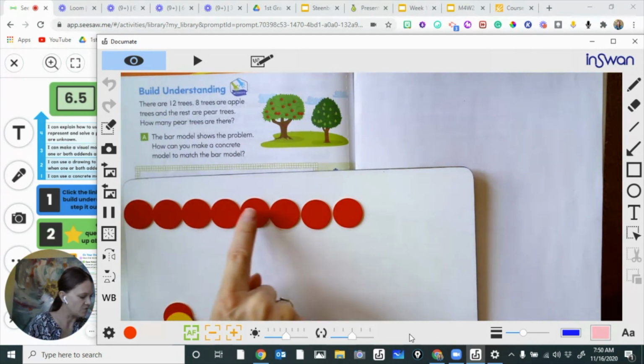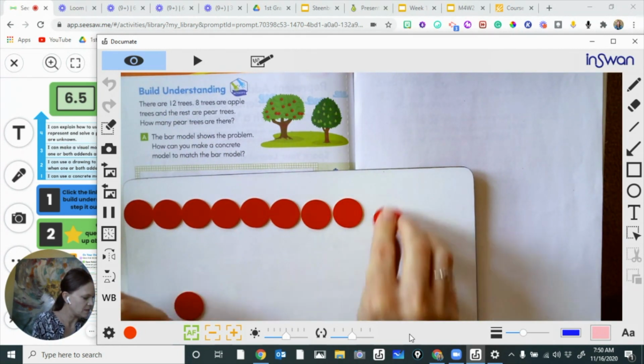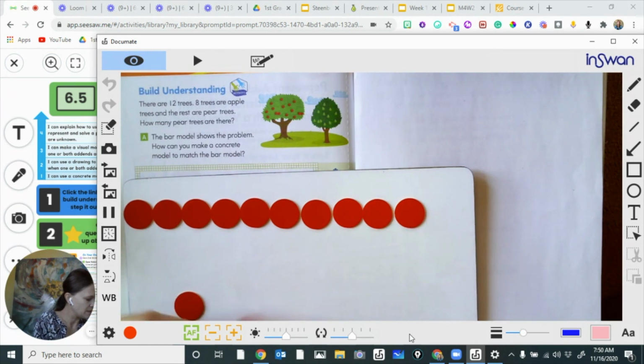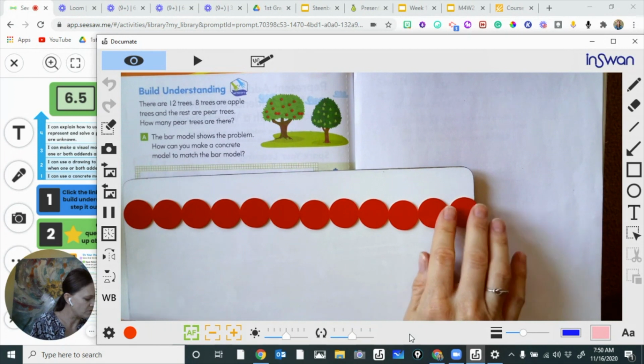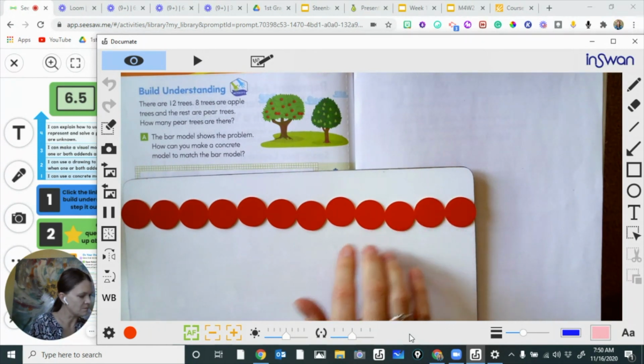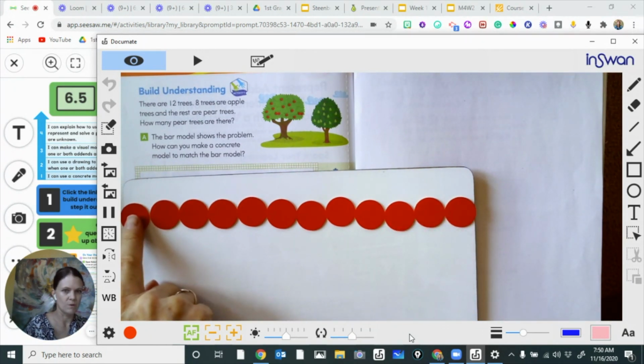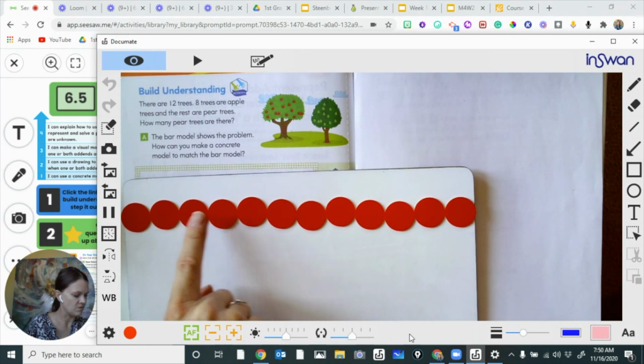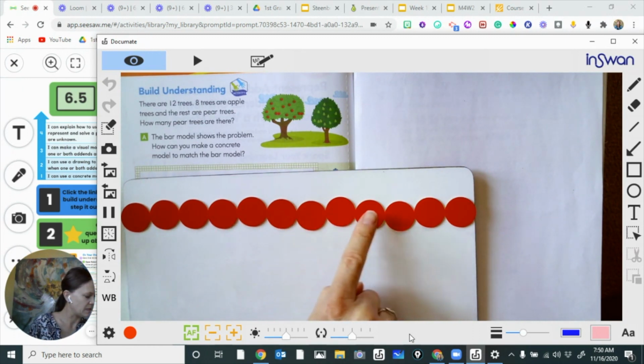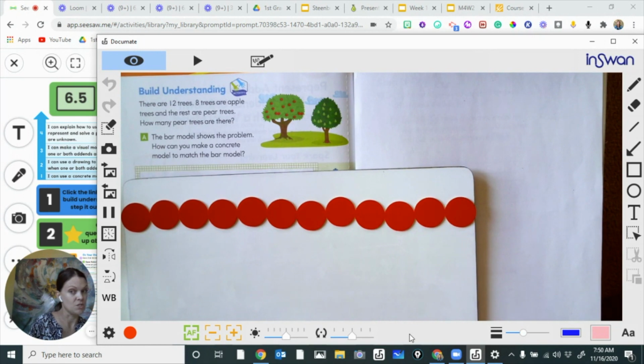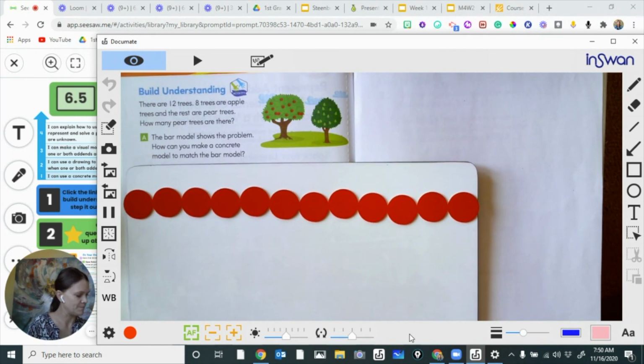1, 2, 3, 4, 5, 6, 7, 8, 9, 10, 11. Oh, it'll just barely fit. There, 12. Okay. So there are my 12 trees total. I'm going to count one more time just to make sure. 1, 2, 3, 4, 5, 6, 7, 8, 9, 10, 11, 12. Mathematicians, pay careful attention to precision.